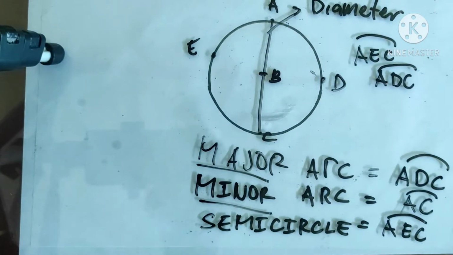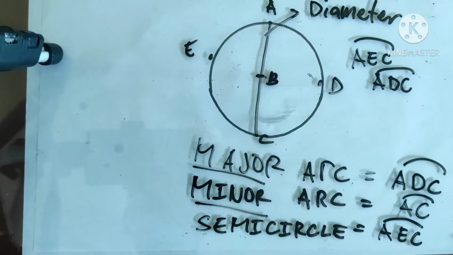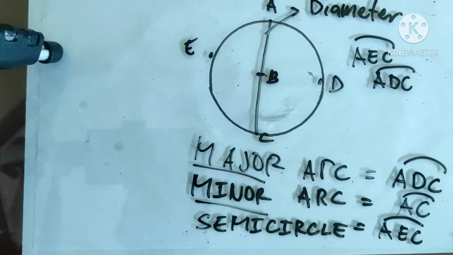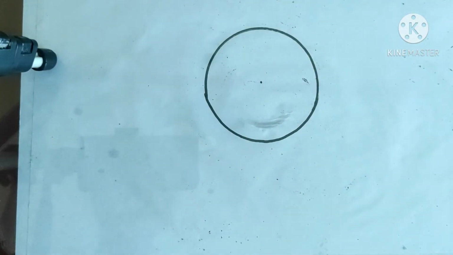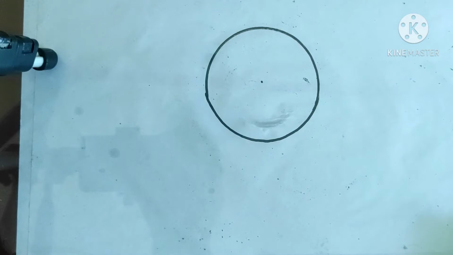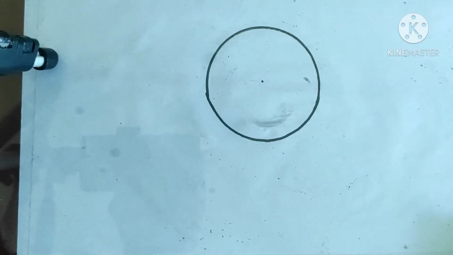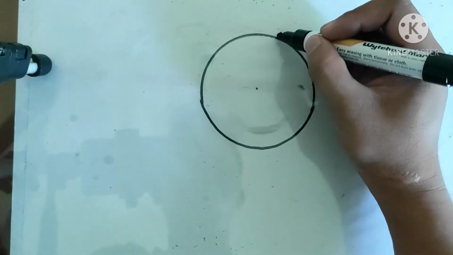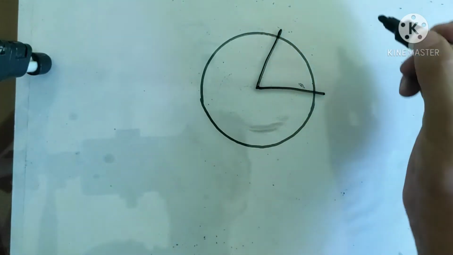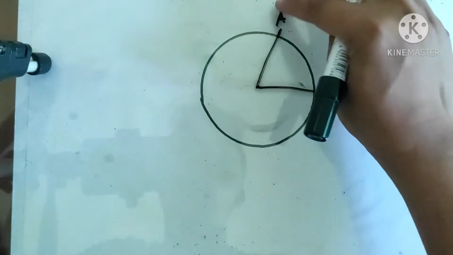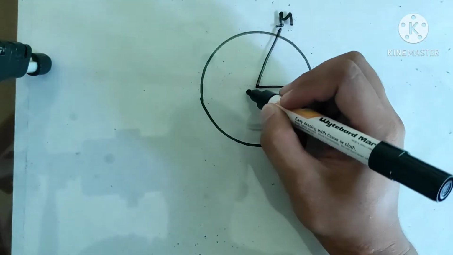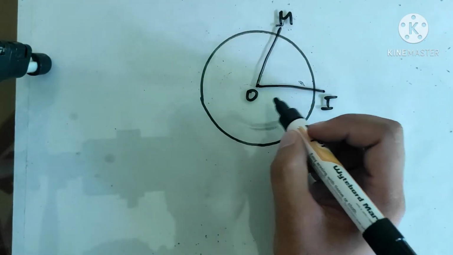So, para makuha natin si major arc. Okay. So, today, na-discuss na natin kung ano yung different types of arcs. So, today, we are going to find the degree measures of each arc. So, we have the points first, central angle, M, O, I. Okay? Yung ating circle is circle O.